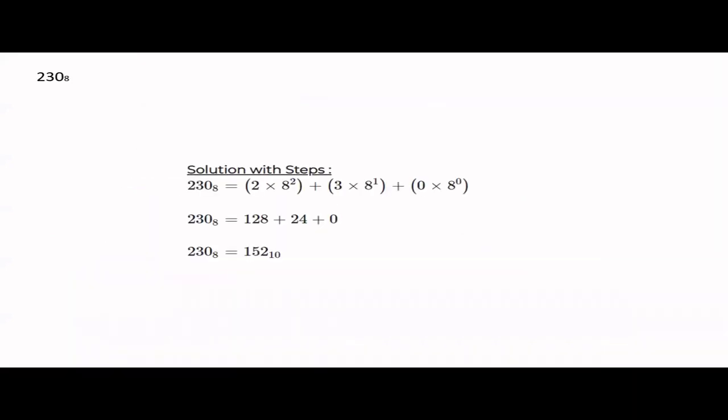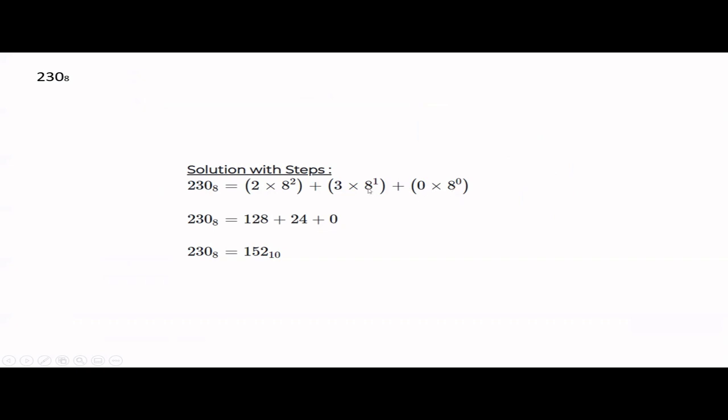Okay. Octal to decimal. So this is the octal number we got, 230, right? So 230, just write it down and then write the weighting factors. 8 to the power 0, 8 to the power 1, 8 to the power 2. So anything into 0 is 0. So just write 0.